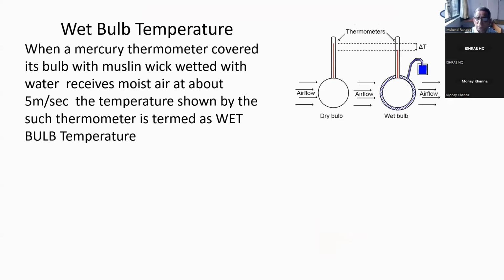Just to continue, I will explain the wet bulb temperature a little bit more elaborately. We all know that if you have a dry bulb thermometer where the bulb is covered with a wet muslin cloth, and the water is coming by capillary action, and if we pass air at, let us say, 500 CFM or 250 CFM, 5 meter per second velocity, then there will be a drop in the mercury in this thermometer. When the mercury goes down and stabilizes, that temperature we call the wet bulb temperature.